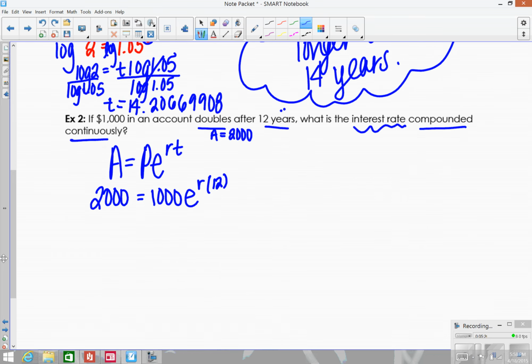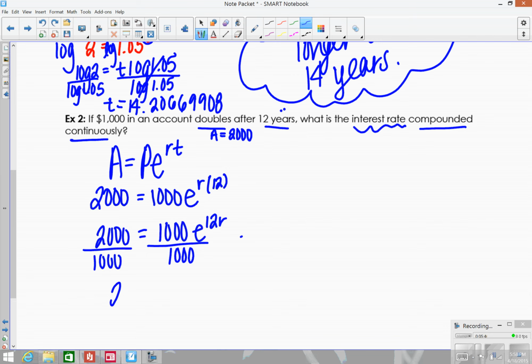So you can see that it's going to be an exponential equation again. So this is 2000 equals 1000 E to the 12R. So divide both sides by 1000. We got to get that base by itself. So we have 2000 divided by 1000 is going to give me 2. So those cancel, E to the 12R. And now we have an exponential equation with base E.